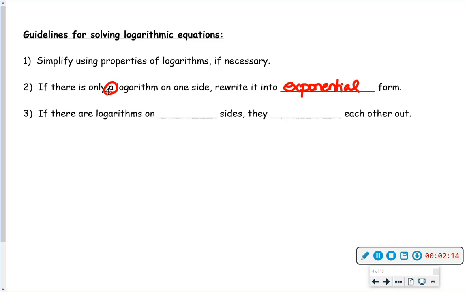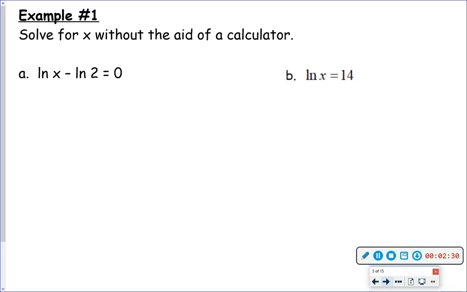Now, if you have logs on both sides, this is one of our properties, I love it, they just simply cancel each other out. And of course they have to be in the same base, log base 5, log base 5. They always will be in the same base. You won't have anything too weird or crazy to deal with, but always take a look at that and make sure they are. So solve for x without the aid of a calculator.